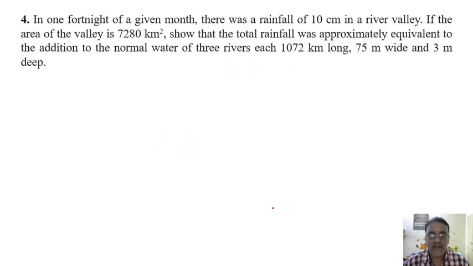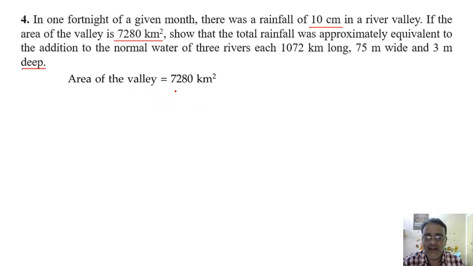No, sir. Now we'll move toward the last question of the exercise. In one-fourth of a night of a given month, there was a rainfall of 10 centimeter in a river valley. If the area of the river valley is given 7,280 km², show that the total rainfall was approximately equal to the addition to the normal water of three rivers, each 1,072 km long, 75 m wide and 3 m deep.